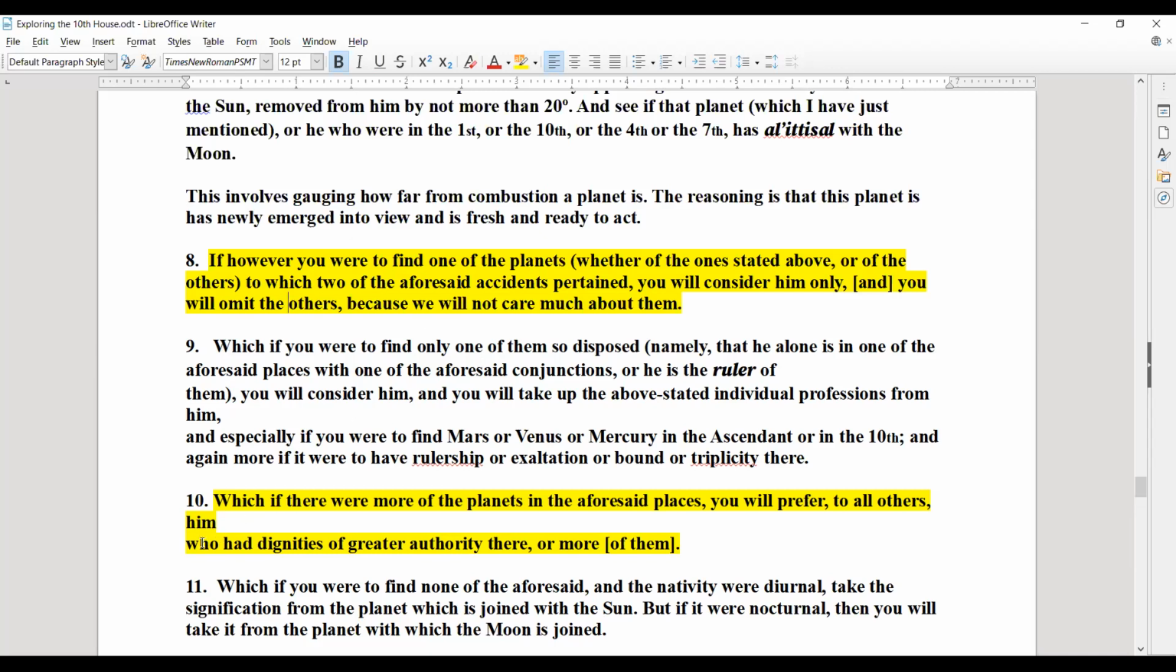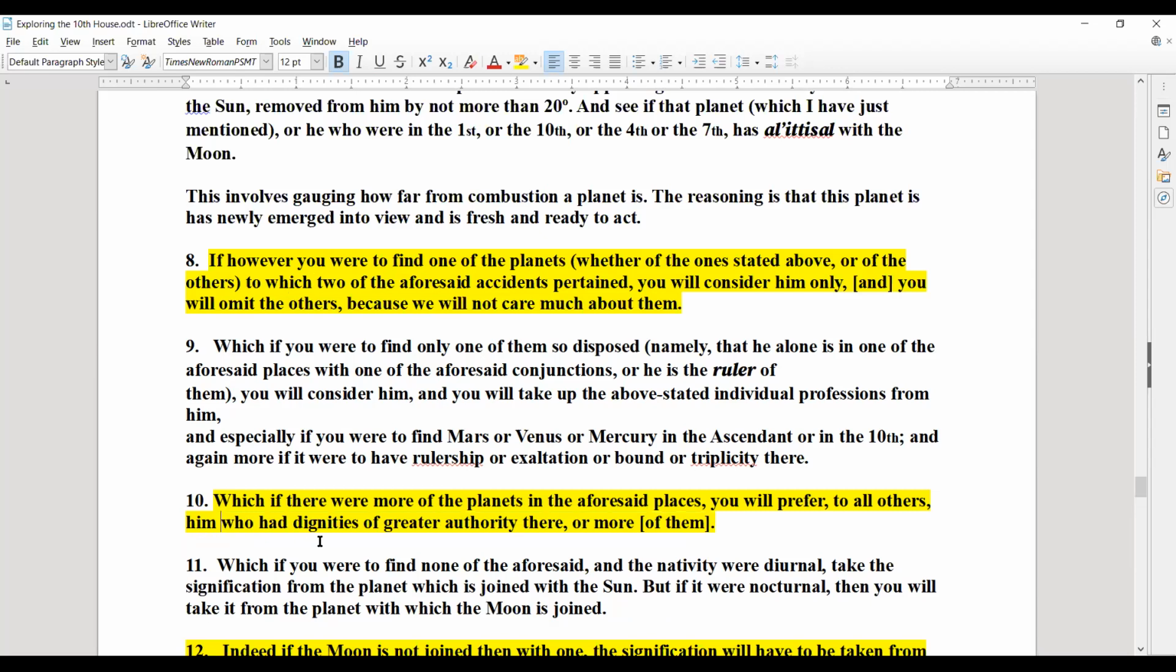And then the other thing I want you to think about is this one: if you have many planets in the angles, you will prefer to all others him who had dignities of greater authority there, or more of them. Now that you understand about essential dignity, you may get an idea of what that's talking about, right? So that's basically saying, let's say you've got this planet in the Ascendant, this planet in the 7th, this planet in the 10th, but you've got this planet in exaltation in the 4th. Use that one. Okay, so let's move to a chart here so that we can look at that.